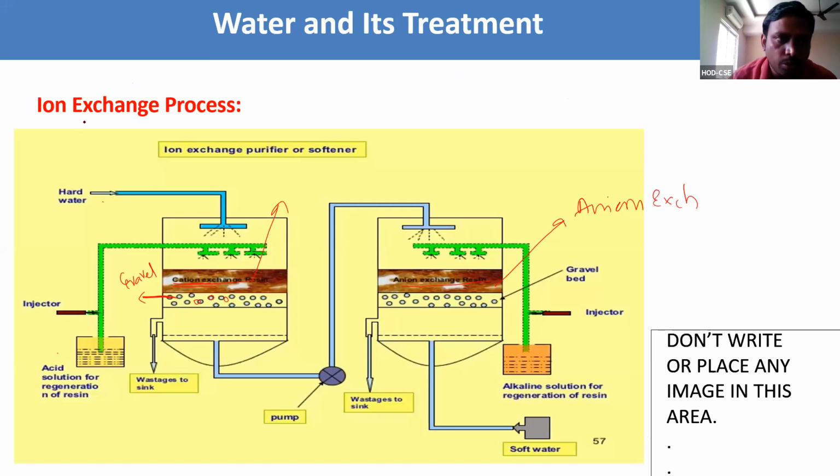This is how we pass the hard water. Initially, we pass the water through the cation exchange column. The cation exchange column contains the cation exchange resin, RH plus. RH plus reacts with calcium chloride, CaCl2.